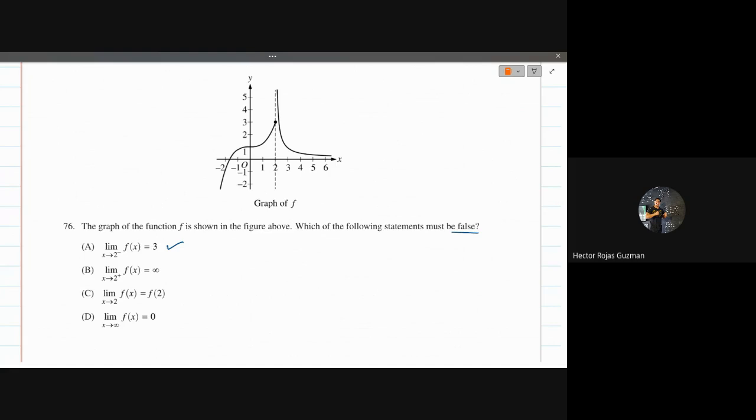Now, if you approach it from the right side, let me see if red works better. If I approach it from the right side, you can see the graph is increasing forever, so that means the limit is going to be infinity. This is true.